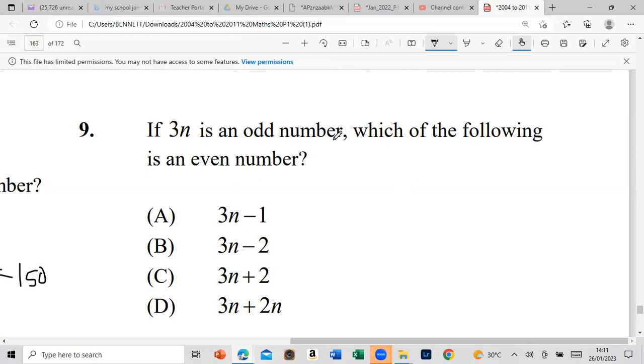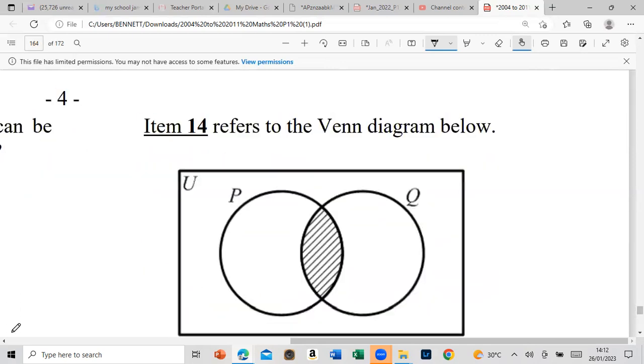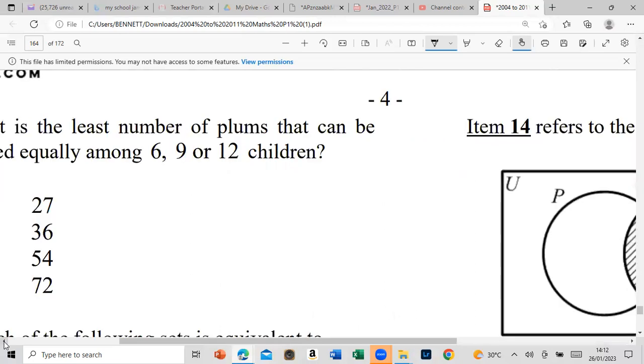Alright. So if this is odd, which would be even. So the next number would be even, so it's 3n minus 1. This will be odd, and this will be odd. So this one will be, because remember you have odd, even, odd, even, odd. So if you subtract 1, you'll be getting the next. Alright, let's move over now.